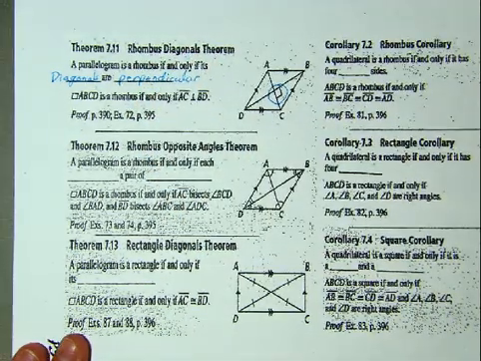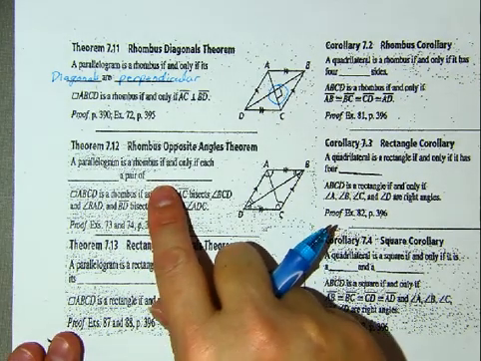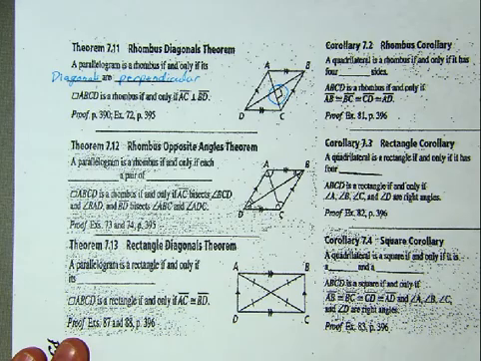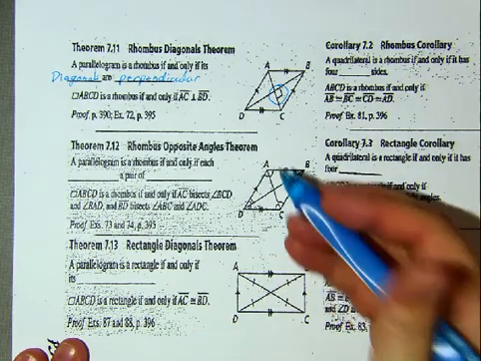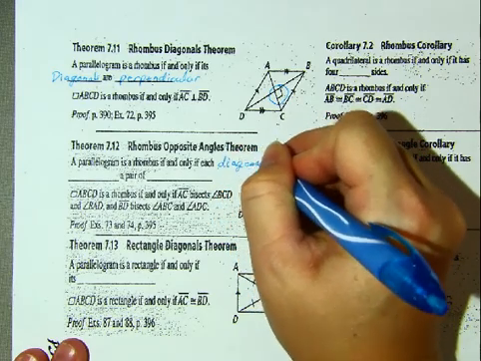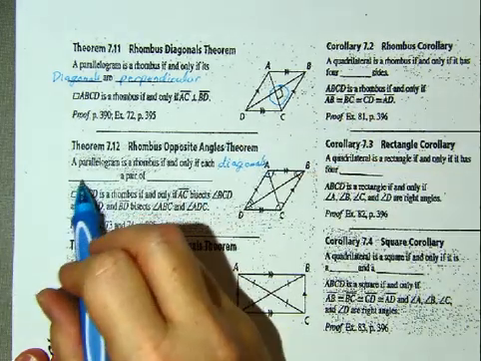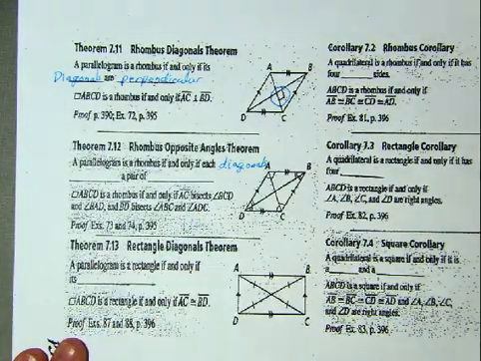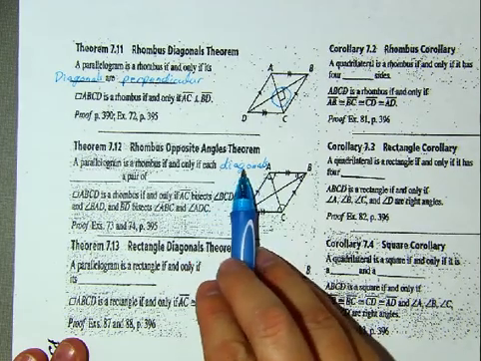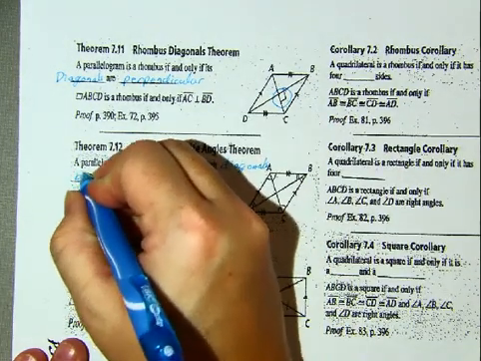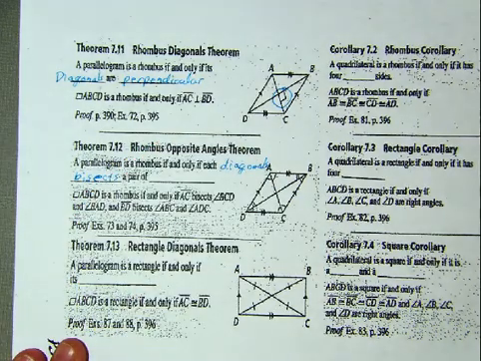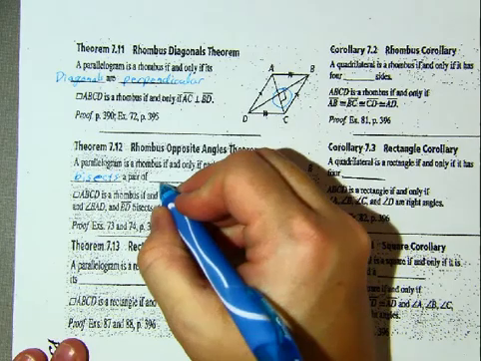Okay, the next one that we have here, we're still dealing with a rhombus. This time it says a parallelogram is a rhombus if and only if each of these diagonals, and I know there's not a line there, but it's too much for me to write down here, so that's why I'm writing it up there. A parallelogram is a rhombus if and only if each diagonal bisects a pair of opposite angles.